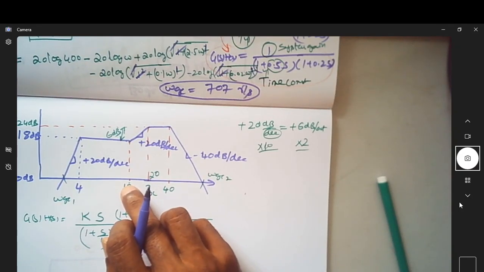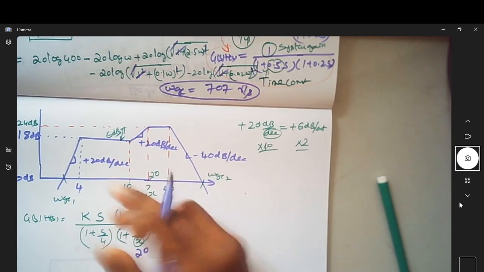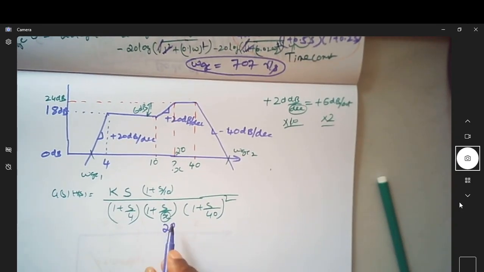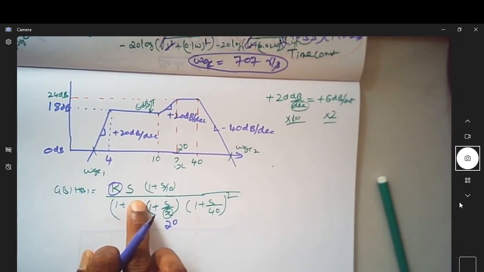So naturally the frequency has to go by 2 times the 10. So 2 times 10 is 20. Now we are done with the transfer function. Now we need to find the value of k. How do you find the value of k?